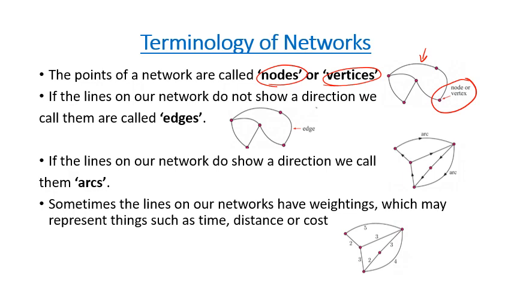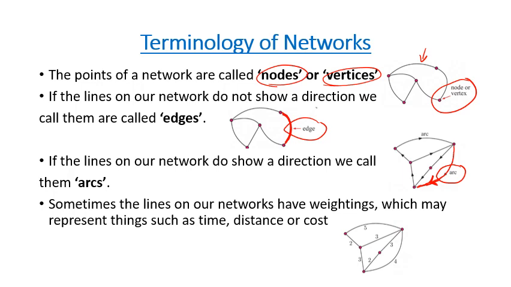If the lines on our network do not show a direction, okay, so it's important they don't have an arrow, then we call them edges. Okay, and we can see that on this diagram here, where it's actually pointing to the line connecting the nodes. There's no arrow, so we call that an edge. However, on our next example, you can see that it does have an arrow. So here we've got lines having an arrow. We call these an arc because the arrow is showing a specific way that this relationship occurs.